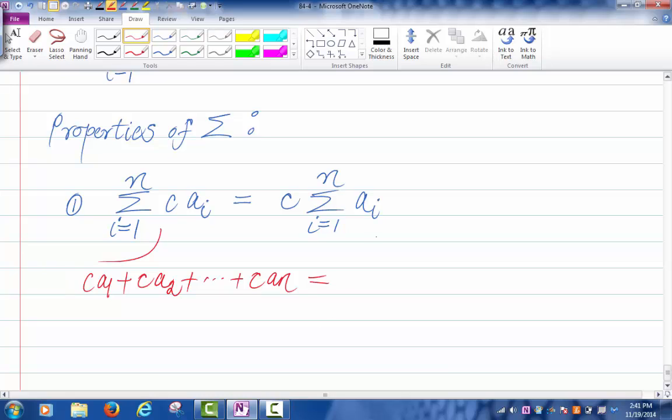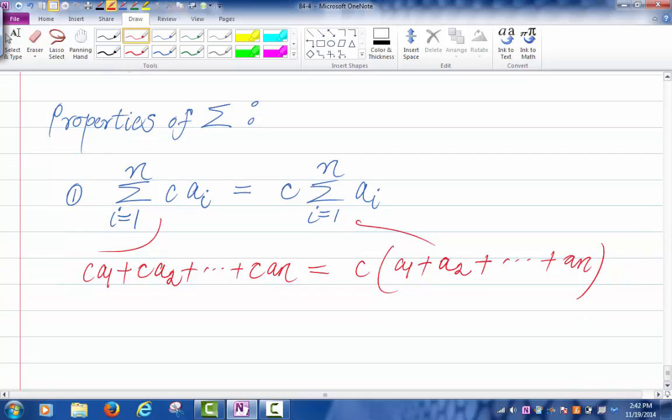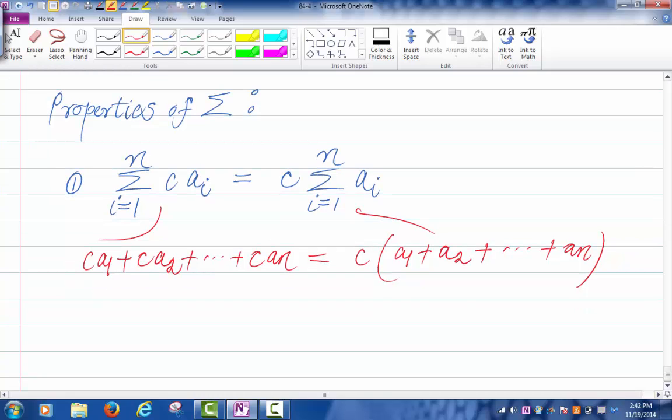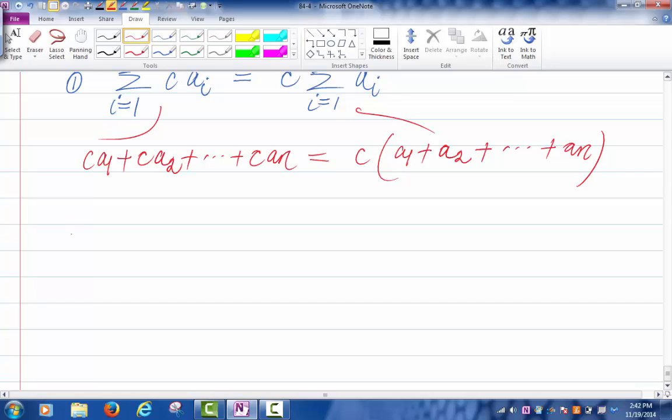And what is the right hand side? Well, it is C multiplied with a_1 plus a_2 plus dot dot dot plus a_n, right? So what did we do? We just factored out that common factor C, right? Is everybody okay? Okay, so that's property number 1. What's property number 2?